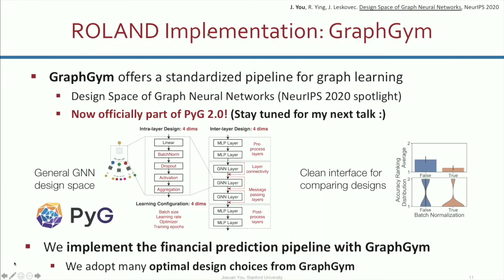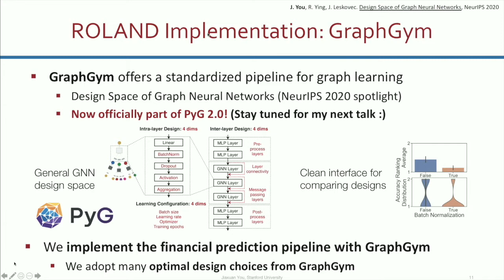We implement Roland with the GraphGym API. GraphGym offers a standardized pipeline for graph learning. This is proposed in our paper Design Space of Graph Neural Networks. Now, GraphGym will officially become part of PyG 2.0. And in the rest of the talk, I will talk more about GraphGym.